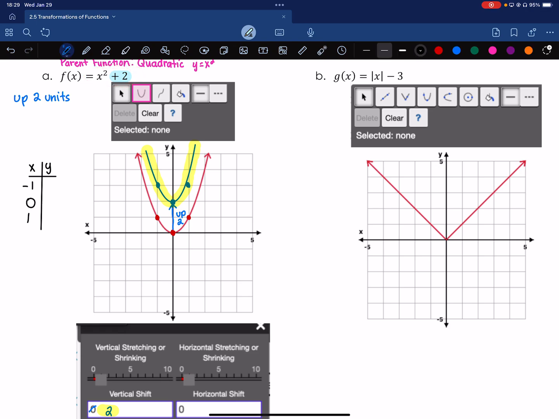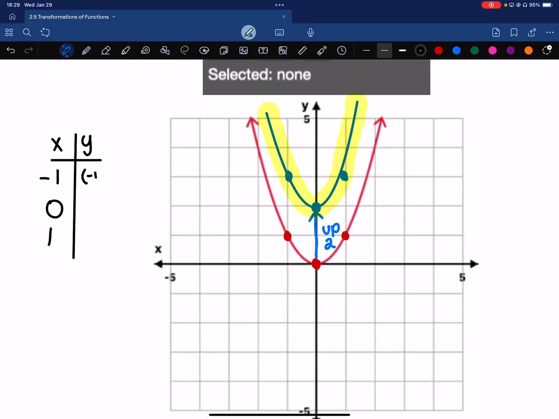So if I plug in -1, that would be -1 squared plus 2, which is 3, which is why we have a point at -1, 3. Same concept if we plug in 0, 0 squared plus 2 is 2. And then if we plugged in +1, we would end up with 3 again.